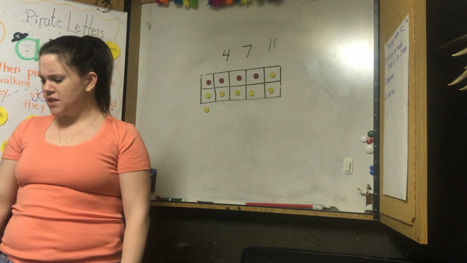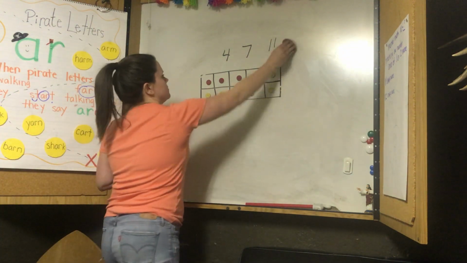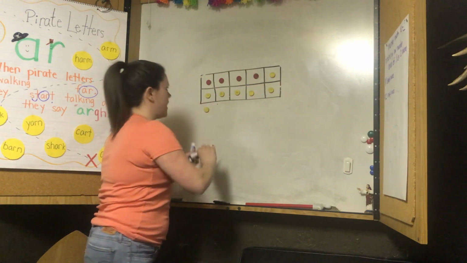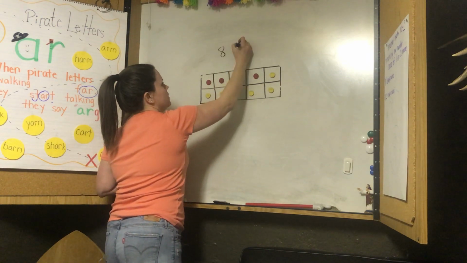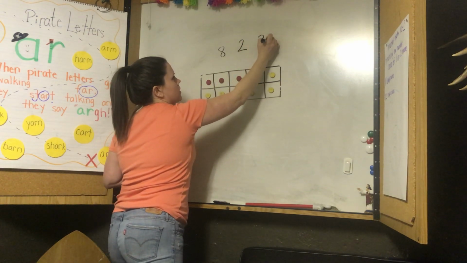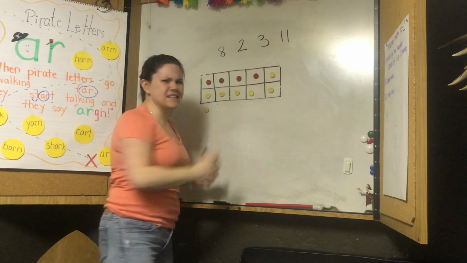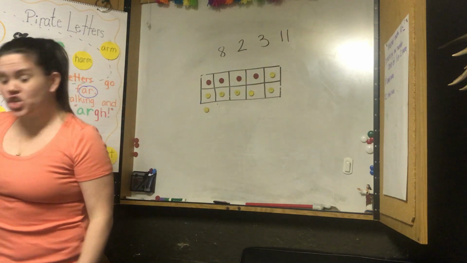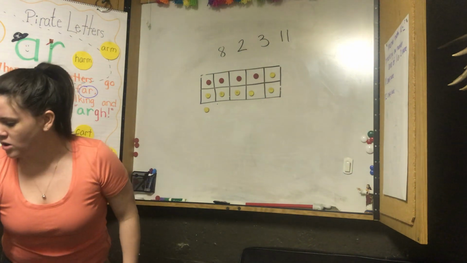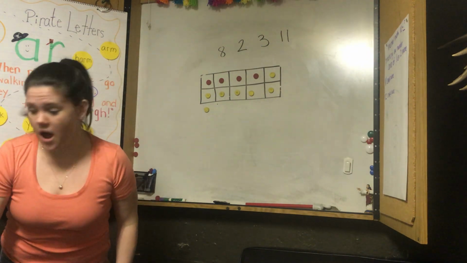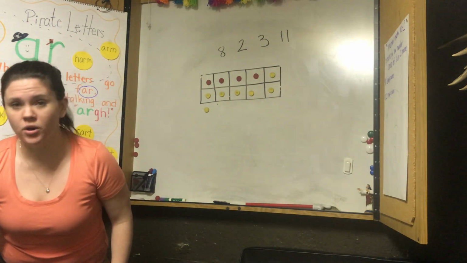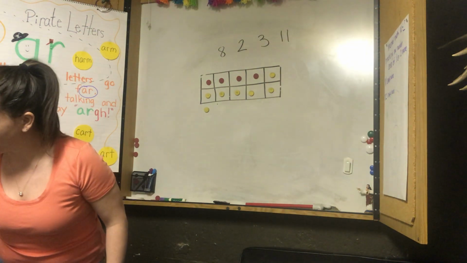John used the numbers 8, 2, 3, and 11 to make a fact family. One number does not belong. Which number is it? And how do you know?